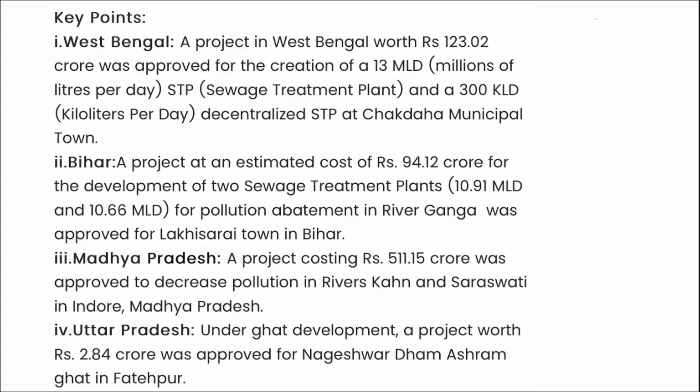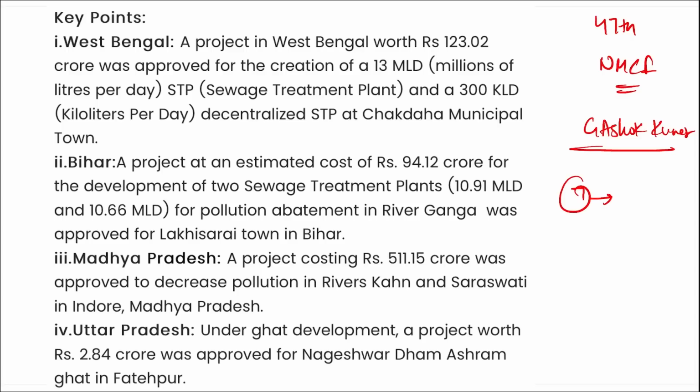Next, here remember, these 9 projects were recently worth, as I just mentioned, 1278 crore rupees. They were recently approved during the 47th executive meeting of the National Mission for Clean Ganga. And who is having the chairmanship of this National Mission for Clean Ganga, or the Director General of National Mission for Clean Ganga? He will be G. Ashok Kumar. Then remember, out of these 9 projects that were approved, 7 of these projects are for reducing pollution in Ganga and 2 projects are for ghat development.